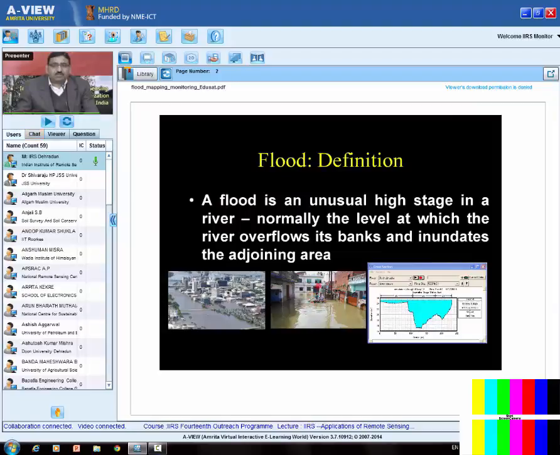This is the photograph of a city where flood water is visible, and you can see here this river, when the stage of the river increases or depth of the water increases, it inundated the surrounding area.